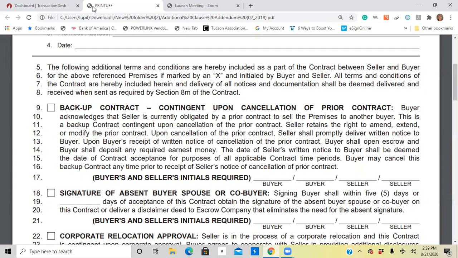Upon cancellation of prior contract, the seller shall promptly deliver written notice to buyer. On buyer's receipt of that notice of cancellation of the prior contract, the buyer shall open escrow, and the buyer shall deposit any required earnest money. The date of seller's written notice to the buyer is deemed the date of contract acceptance for purposes of all applicable contract time periods. For example, your due diligence period would begin. The buyer may cancel this backup contract at any time prior to receipt of seller's notice of cancellation of prior contract.